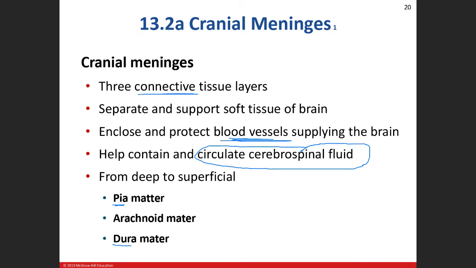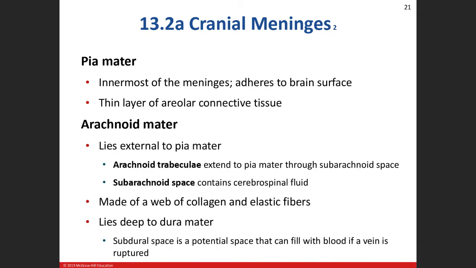We're going to talk about the different types. The innermost layer is the pia mater. It's made up of areolar connective tissue. It's very thin, and it sticks directly onto the surface of the brain, onto the nervous tissue, onto the cerebral cortex. It goes into all the nooks and crannies. So the pia mater goes down into the sulci and covers all the gyri there. It's made up of that loose areolar connective tissue.